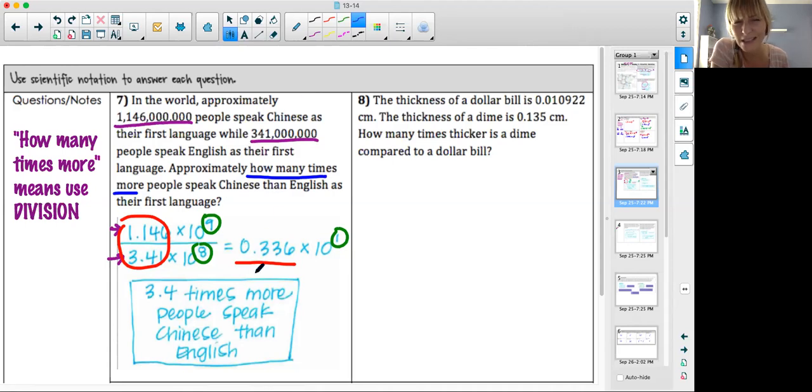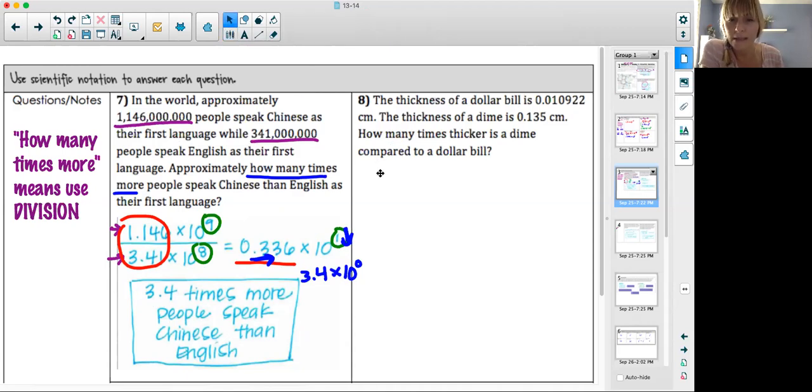And also, let's think about what makes sense in this problem, about approximately how many times more. Well, if I move this over, then I move this down, right? Bigger, smaller. Catch that? Bigger, smaller. And that makes 10 to the 0. So that came to 3.4 times 10 to the 0. 10 to the 0 is 1. Oh, that's 3.4 times more. 3.4 times more people speak Chinese than English in our world. Chinese would be a very valuable language to learn.